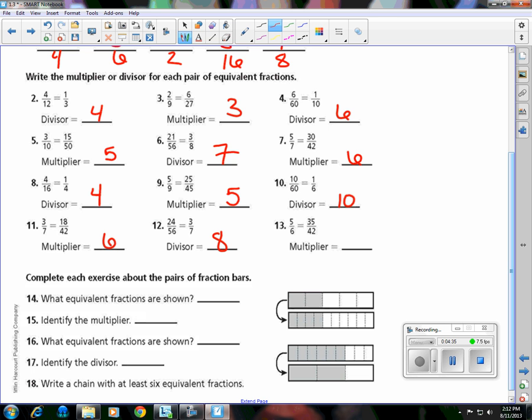5 times what is 35? Count by 5s till you get to 35. You should find it 7. Okay?